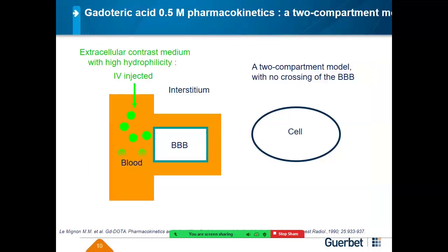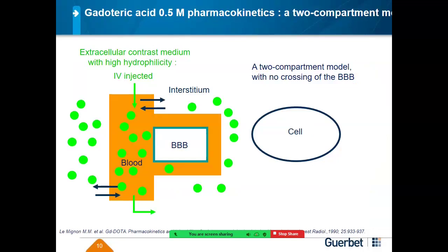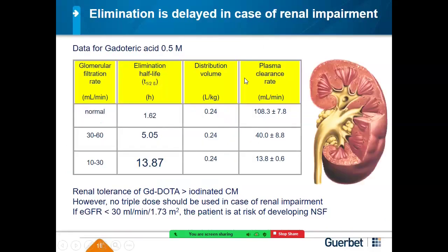Then I just discussed that it will not pass the blood-brain barrier, and it is very safe in this sense because of its ionic and macrocyclic character. The negatively charged ones are molecules that are very difficult to pass through cells. The excretion rate is also a little bit delayed when we talk about gadolinium acid. The half-life is longer, so the question arises: even with the longer half-life, is it safe for the renal impaired patient?